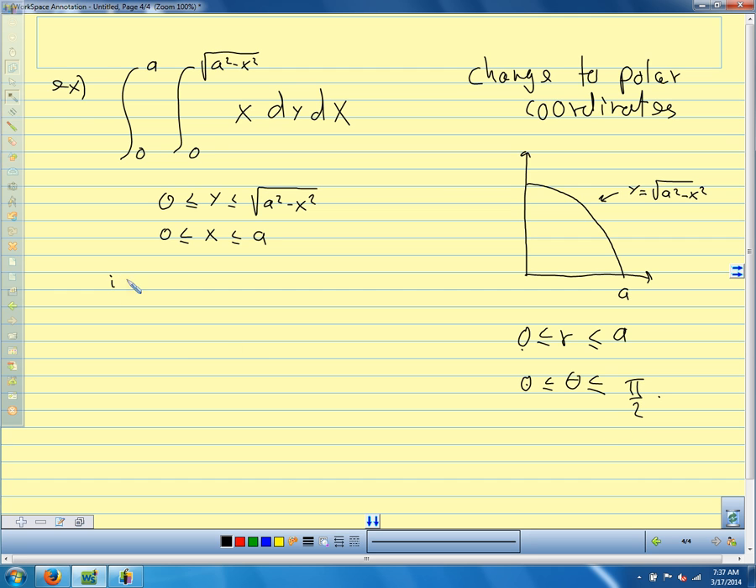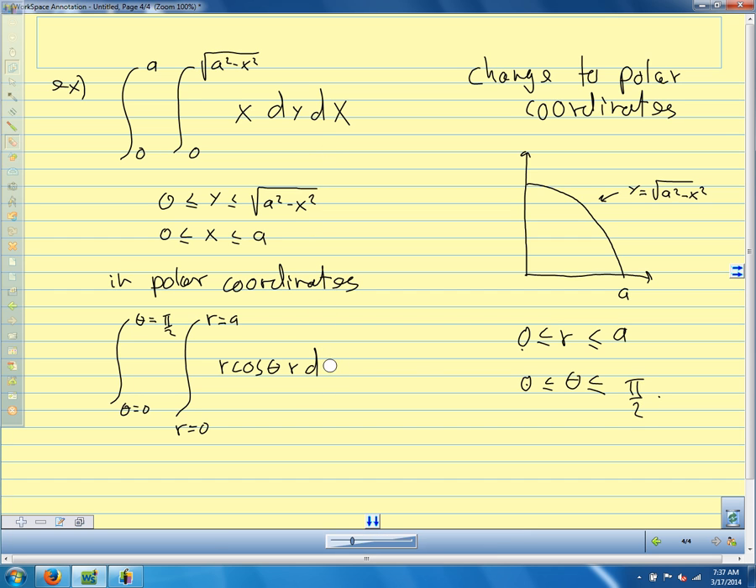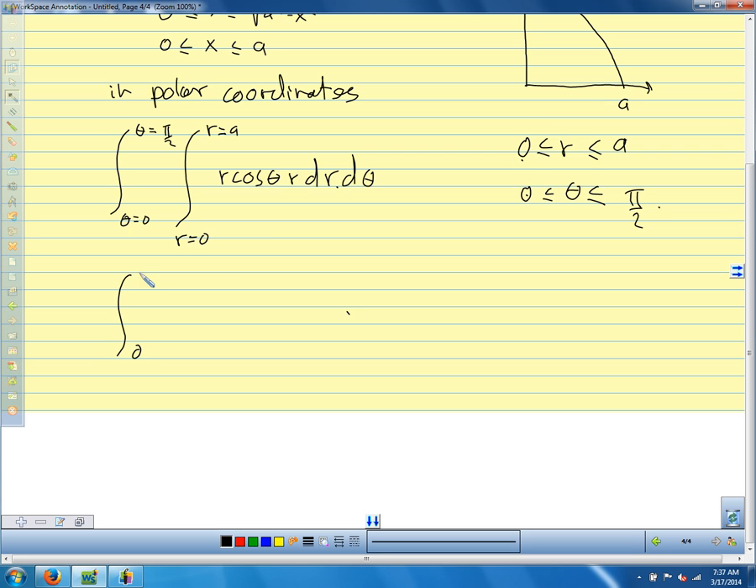So in polar coordinates, we have the integral, and here's where it might help you to write in your variables. Theta equals 0 to theta equals pi halves, r equals 0 to r equals a. And x is r cosine theta, and then dA is r dr d theta. We combine these two r's, so I get the integral from 0 to pi over 2, integral from 0 to a of r squared cosine theta dr d theta.